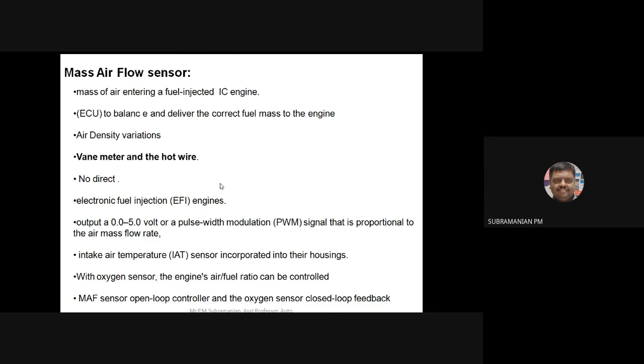Mass airflow sensor. See, in the name itself, it is given what it is going to sense. It is going to sense the mass of air. I will have an IC engine where I will be injecting the fuel. In a carbureted engine, what will happen? I will be mixing air and fuel, okay? Whereas in a fuel injected IC engine, I have to sense the air. That is, I have to sense how much air is going to come, so based on that only I can meter the fuel. That is, I can send the exact quantity of the fuel. Okay.